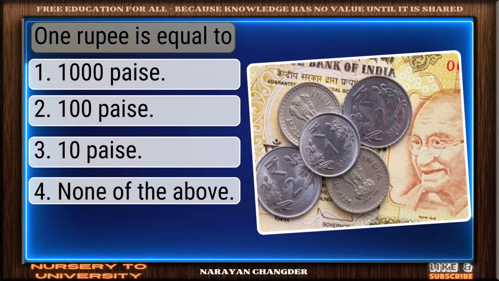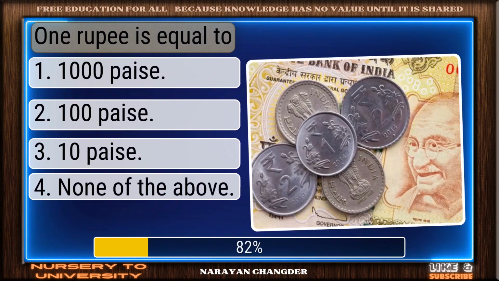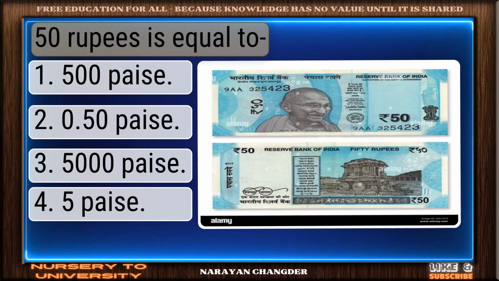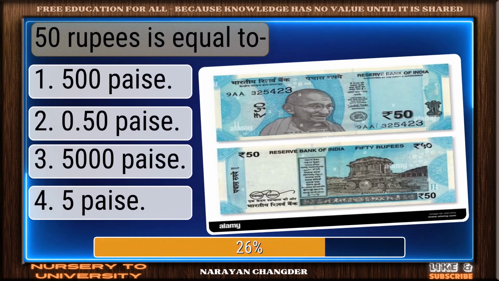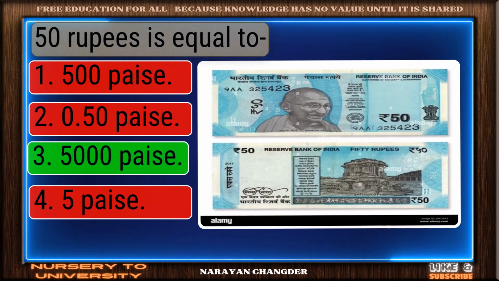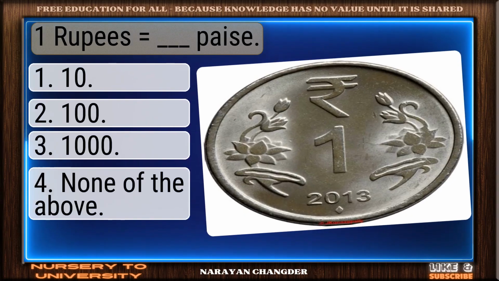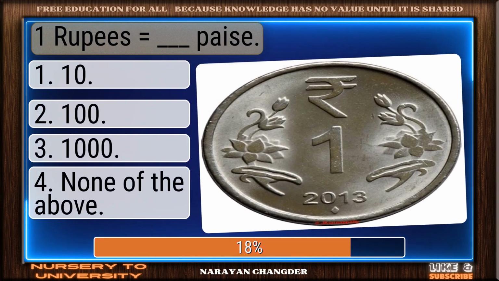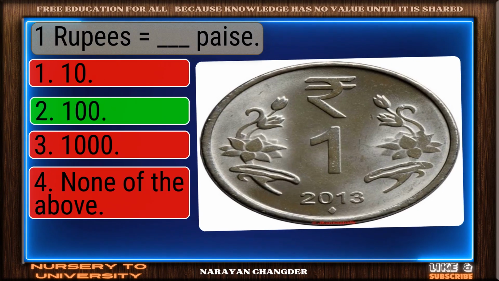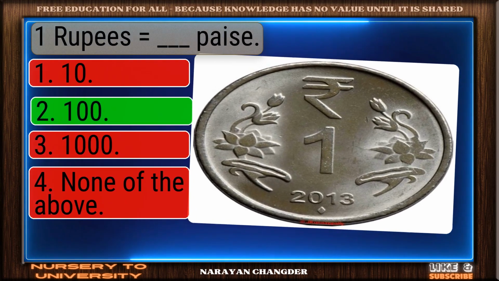1 rupee is equal to? Well picked. 100 Paise is the correct answer. 50 rupees is equal to? Smart pick. 5,000 Paise is the correct choice. 1 rupee is equal to dash Paise. Good thinking. 100 is the right answer.